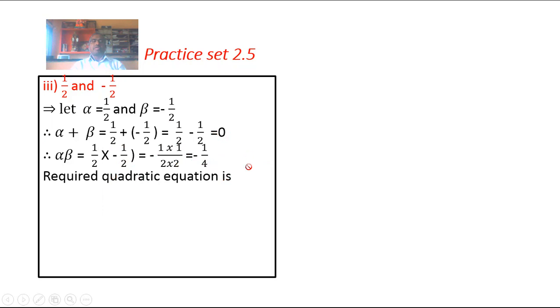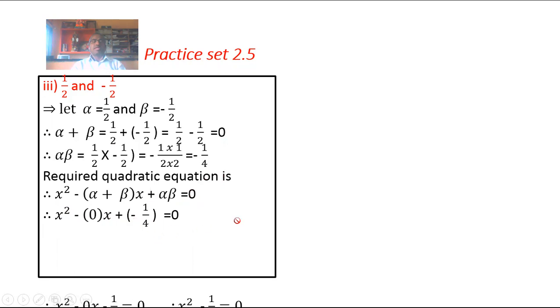The required quadratic equation is, therefore, x square minus (alpha plus beta) into x plus alpha into beta is equal to 0. Substitute the values: alpha plus beta is equal to 0 and alpha into beta is equal to minus 1 upon 4. Therefore x square minus 0x plus minus 1 upon 4 is equal to 0. Therefore x square minus 0x minus 1 upon 4 is equal to 0. Therefore x square minus 1 upon 4 is equal to 0.